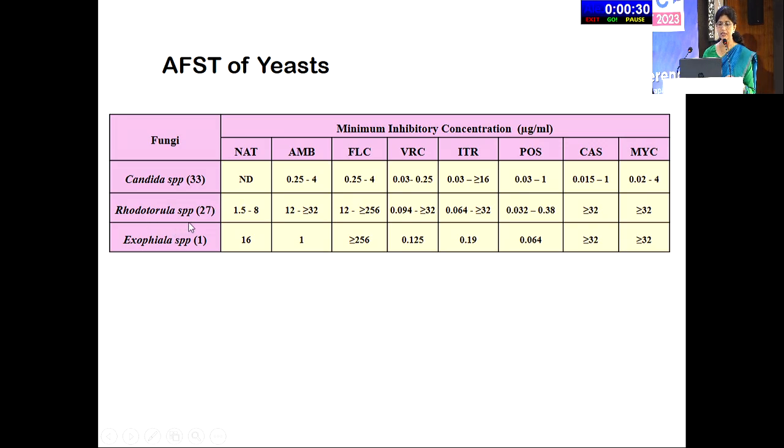Rhodotorula, which is an emerging yeast infection, was susceptible only to voriconazole, itraconazole and posaconazole. Also Exophiala species, we have reported one case. This is a rare black yeast. It shows good susceptibility to voriconazole, itraconazole and posaconazole.